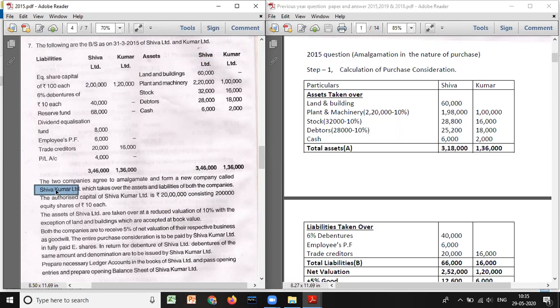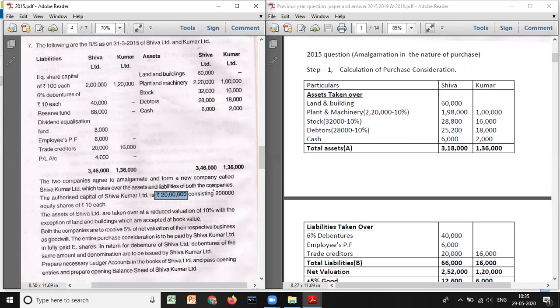Look at here. This Shiva Kumar Limited is a purchasing company, and these two are transferor or vendor companies. Shiva Kumar company is a transferee or purchasing company, which takes over the assets and liabilities of both the companies. The authorized capital of Shiva Kumar Limited is 20 lakh, consisting of 20,000 equity shares of rupees 10 each.